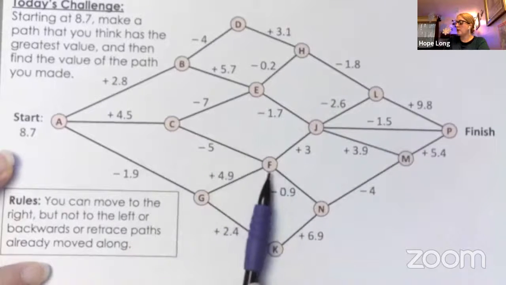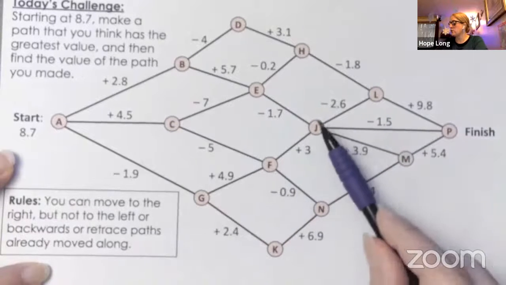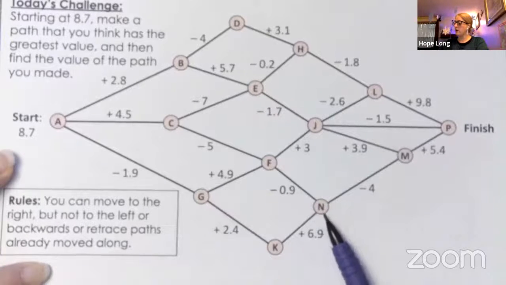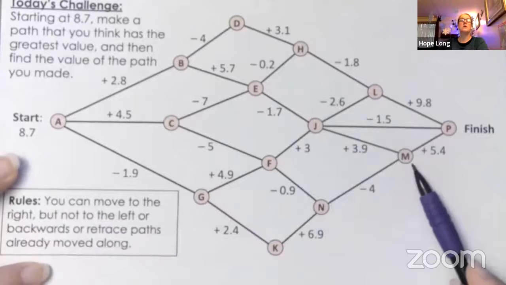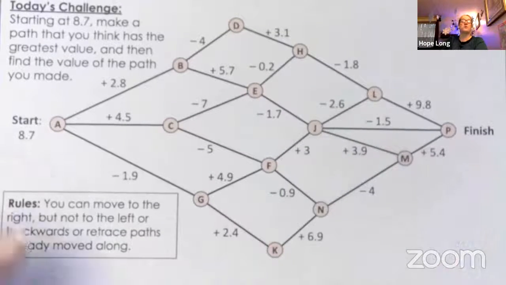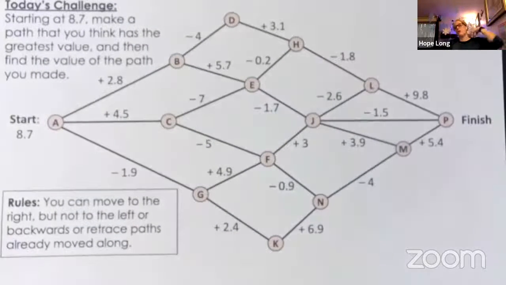So once you get as far as F, you would have to move forward or right, so you could only go to J or N. And then once you got to N, you could not go back to K, that would be backwards or left, but you could only go forward to M. So that will be very limiting in the path that you follow today. Once you get going, there's only so many places you can go. Did that help, Zach? Yep.